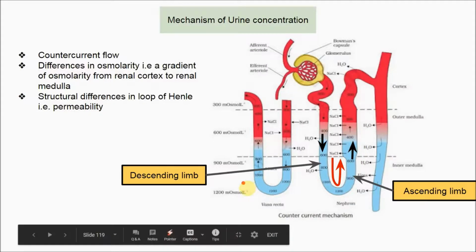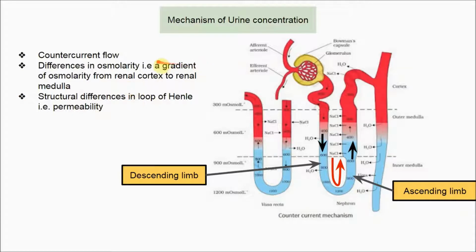This difference between the descending and ascending limb is very much important for the urine concentration mechanism, right? So as we have discussed all the 3 points, that is the countercurrent flow mechanism, the osmotic gradient formation, and the permeability differences in the loop of Henle, that is the ascending and descending limb.